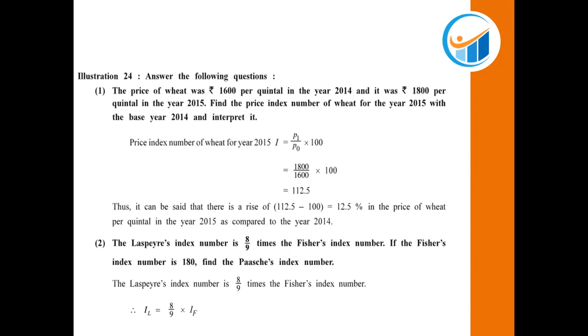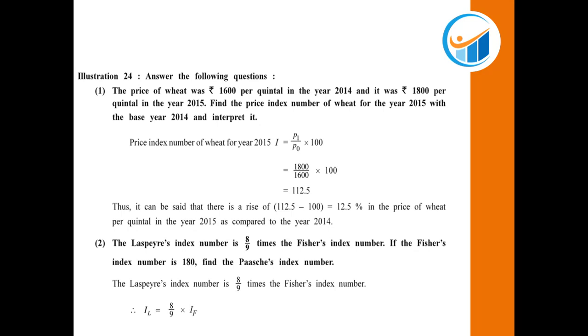If the Fisher's index number is 180, so we know the index number of Fisher, and from that, as mentioned, we can prepare the first equation. Find the Paasche's index number. So two index numbers are almost given to you. The Laspeyres index is nothing but 8 upon 9 times the Fisher's index number.